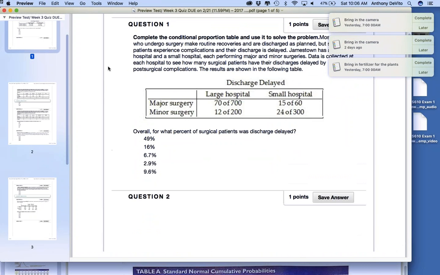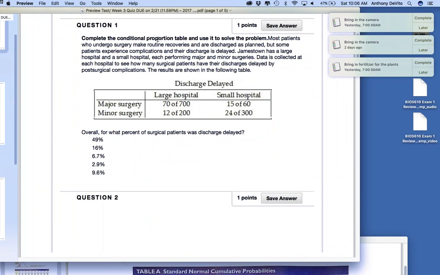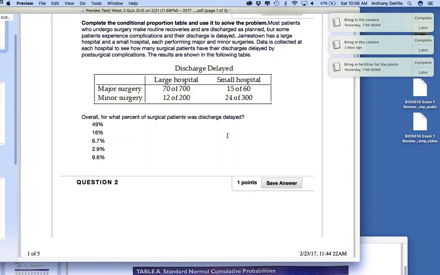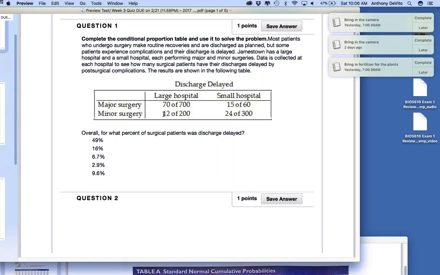Okay, so let's take a look at some of these questions. Complete the conditional, but this is quiz 3, which has already been due, so you at least saw the answers for this. Complete the conditional proportion table, solve the problems. Overall, what percentage of surgical patients was discharged delayed? Okay, so we're looking only for surgical patients here, right? So overall, how many surgical patients were delayed? Discharge delayed in a small hospital, a large hospital, for major surgery, for minor surgery.